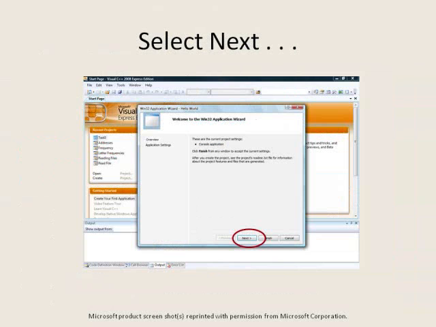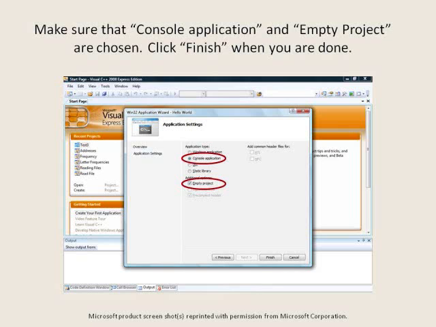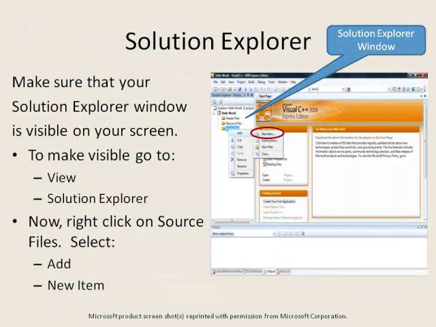Then select Next on the Welcome to Win32 Application Wizard. On the Application Wizard, make sure that Console Application and Empty Project are chosen. Click Finish when you are done. Make sure that your Solution Explorer window is visible on your screen. To make it visible, go to View and then choose Solution Explorer.